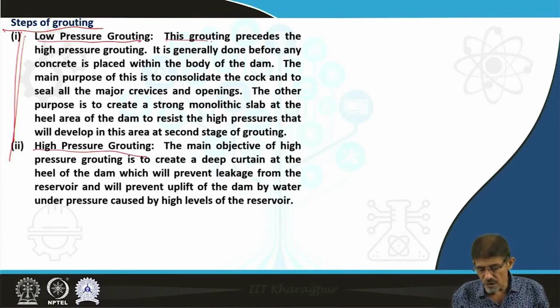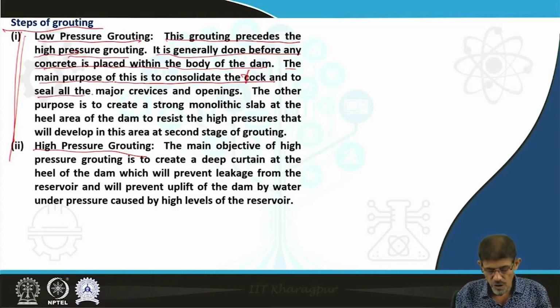Low pressure grouting precedes the high pressure grouting, and it is generally done before any concrete is placed within the body of the dam or body of rock strata. The principal purpose of this is to consolidate the rock strata and to seal all the major discontinuities present in the rock strata.